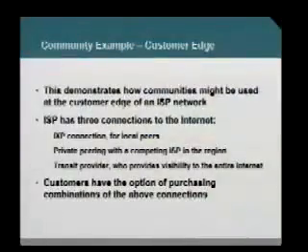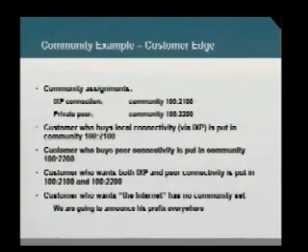The first one is at the customer edge. Here, suppose the ISP's got 3 connections to the internet. It's got an exchange point for your local peers, private peering maybe with a local competitor, and your transit provider. And customers basically have the option of purchasing combinations of the above connections. So you could set aside community 100:2100, for example, for the exchange point connection, 100:2200 for the private peer connection, and a customer who wants both of those gets put in both communities.